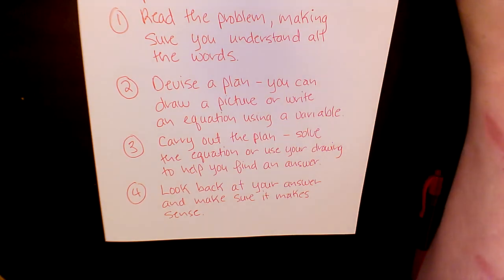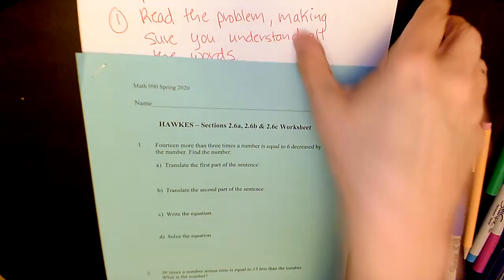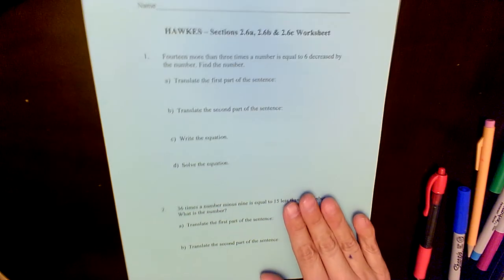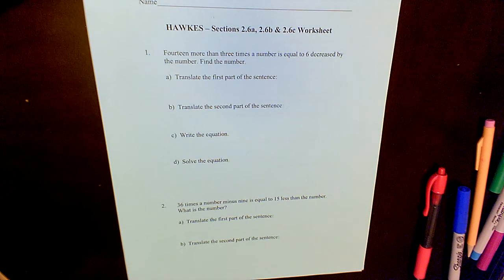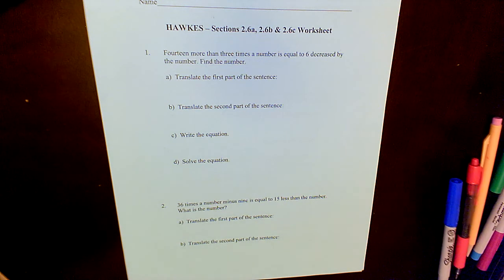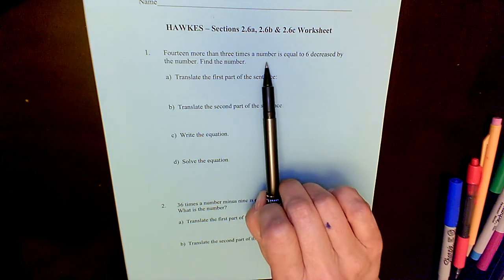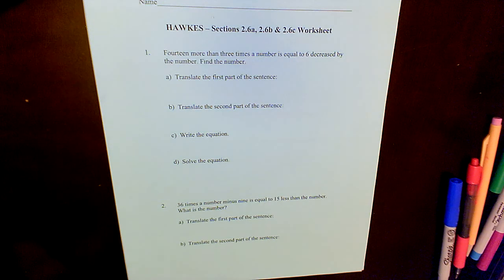So I'm going to go to the first word problem on my handout, and you're not seeing things, this is blue. Here is my worksheet that I had on D2L, and I hope you have that in front of you right now, because it'll be very helpful. Let's look at number 1. "14 more than 3 times a number is equal to 6 decreased by the number. Find the number."